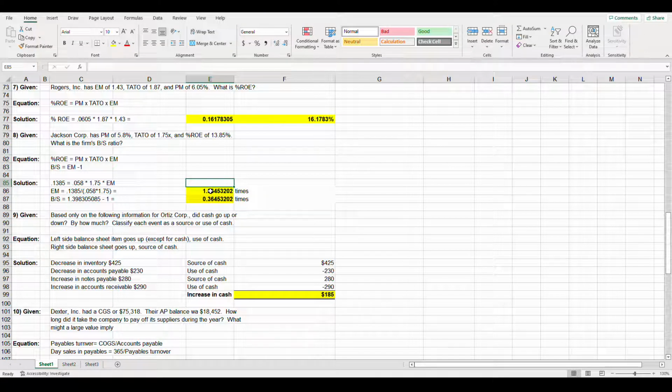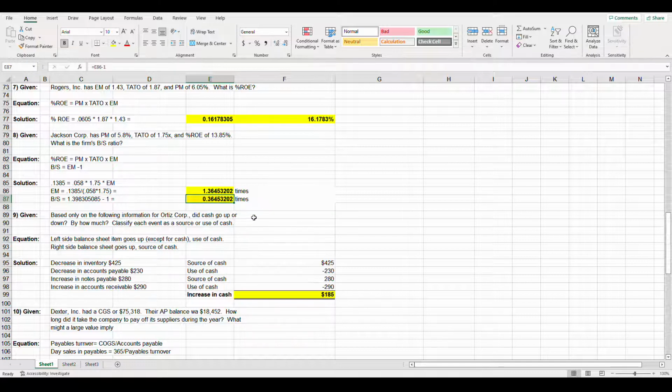So down there in the solution then, I simply set up both sides of the equation. So for ROE is 0.1385, that's equal to profit margin of 0.058 times 1.75 times the equity multiplier. And I solve there and I get an equity multiplier of 1.3645 times. Then to get the debt to equity ratio, I simply subtract 1. So I take the cell above minus 1 and I get 0.3645 times. There are your answers to problem number 8.